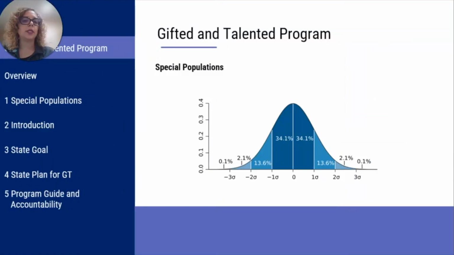So we will continue with our Gifted and Talented program. It will be our overview, where we'll talk a little bit about special populations, our introduction, our state goal, the state plan for GT, and the program guide and accountability. First of all, this picture demonstrates how the gifted and talented students are separated from other subgroups. And as you can see, our students are above average by 2 deviations.